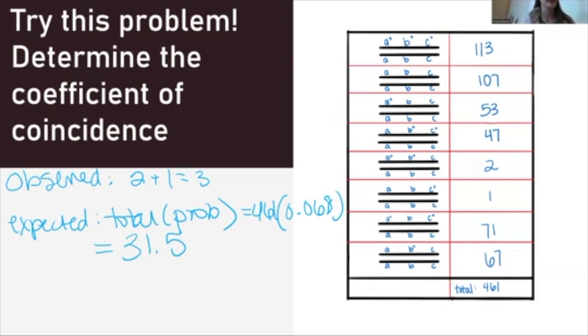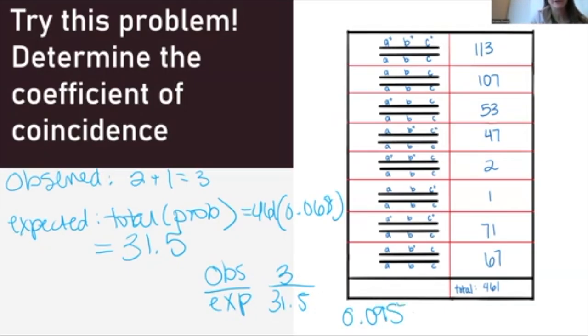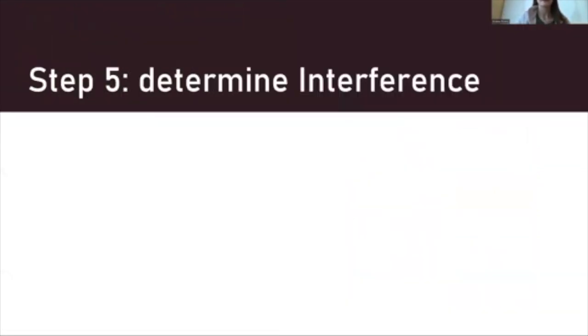Obviously we had 3, so that didn't happen. So my coefficient of coincidence is just observed divided by expected, 3 divided by 31.5. And you should get 0.095, which I'm going to go ahead and round up to 0.1. So that means that I observed 10% of the double crossovers that I expected to have. So now let's go ahead and go on to interference.